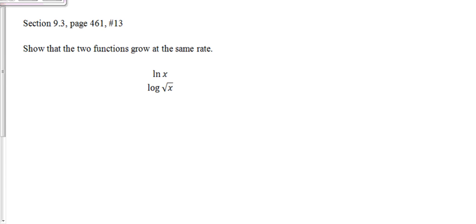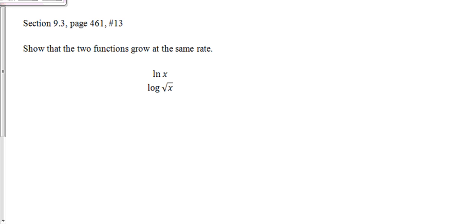All right, let's do section 9.3, page 461, number 13, which reads, show that the two functions grow at the same rate. And our functions are the natural log of x and the log base 10 of the square root of x. Now, before we can start to show that they grow at the same rate, we really need to get both of these functions in terms of the same type of logarithm, namely natural log.